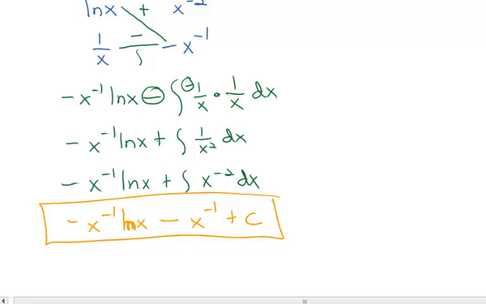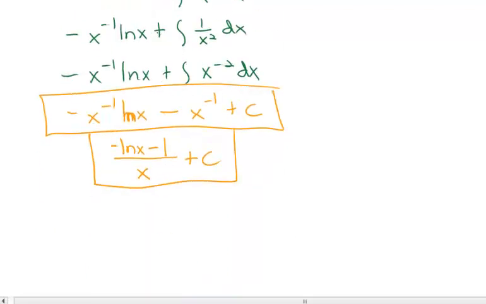Now we might want to simplify this a little bit, taking out the x to the negative 1. That puts that in the denominator. And then we're left with negative natural log x minus 1, all over x, plus a constant. Both those answers would work just fine.